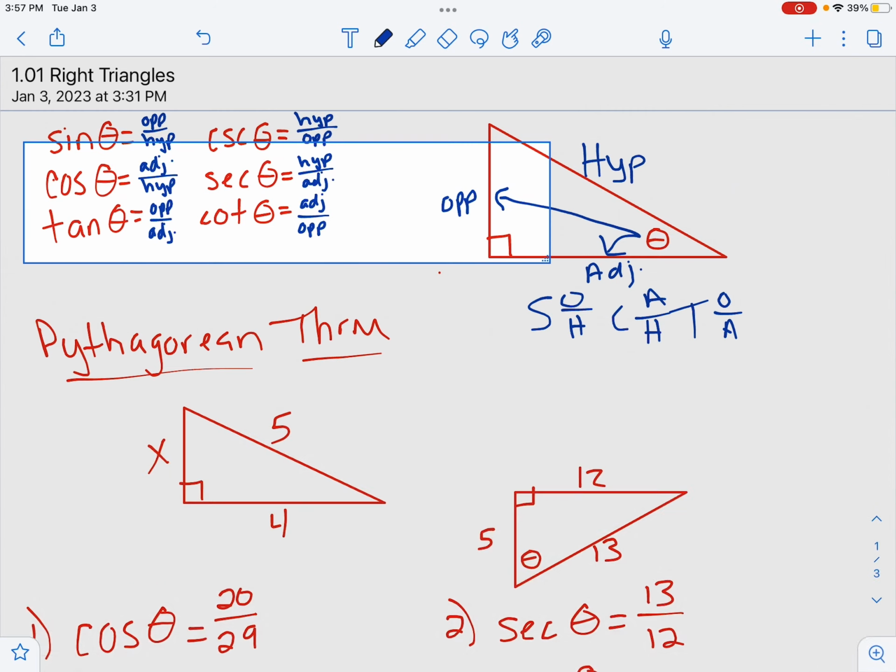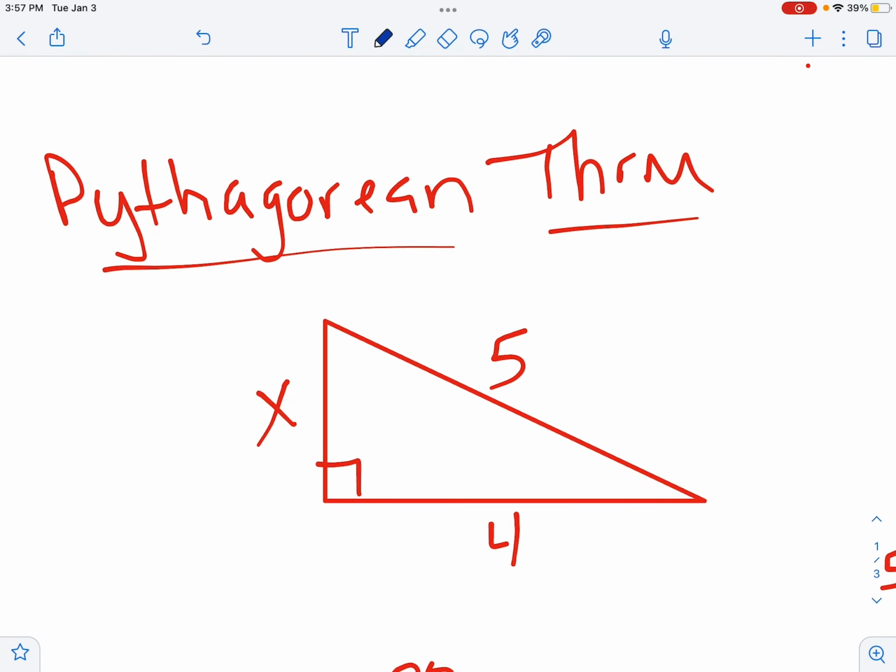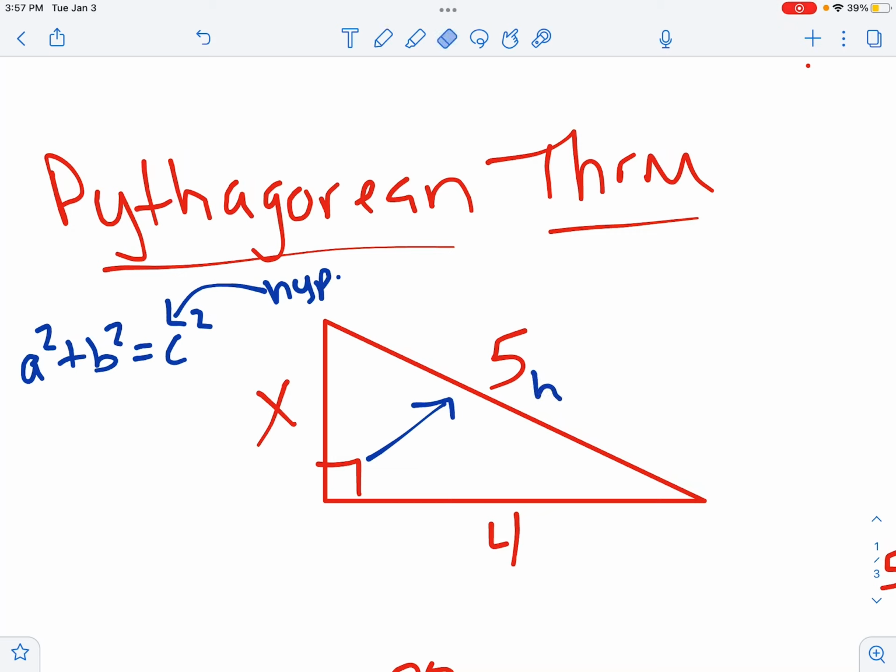Now the other thing that we need to review is the Pythagorean theorem, and we are going to apply that to this. Remember, anytime that you have a right triangle and you have two of the sides and you're trying to find the third, you can use the Pythagorean theorem. The Pythagorean theorem is a squared plus b squared equals c squared, your c value always being the hypotenuse, which is the biggest side. So for this one, across from that 90 degrees is my 5, which is my c value. So I have x squared plus 4 squared equals 5 squared.